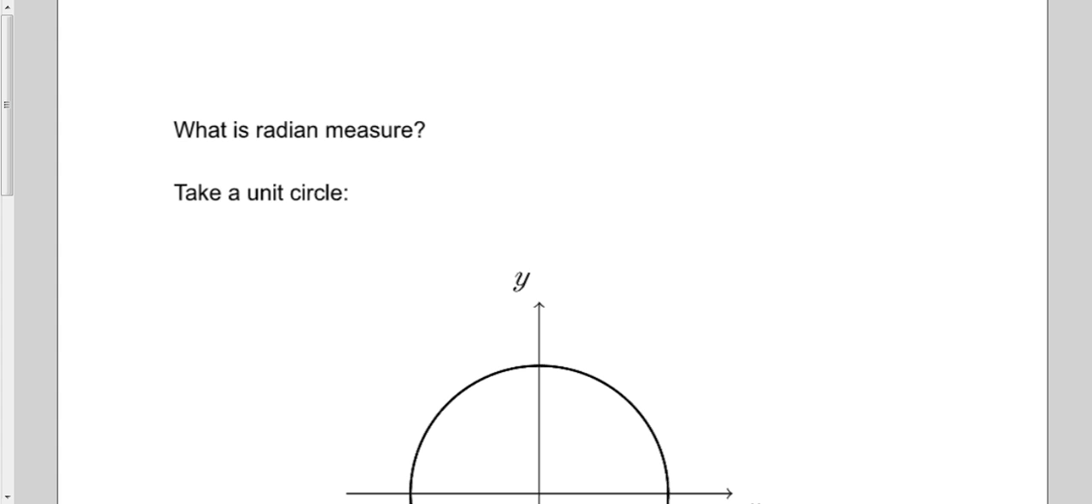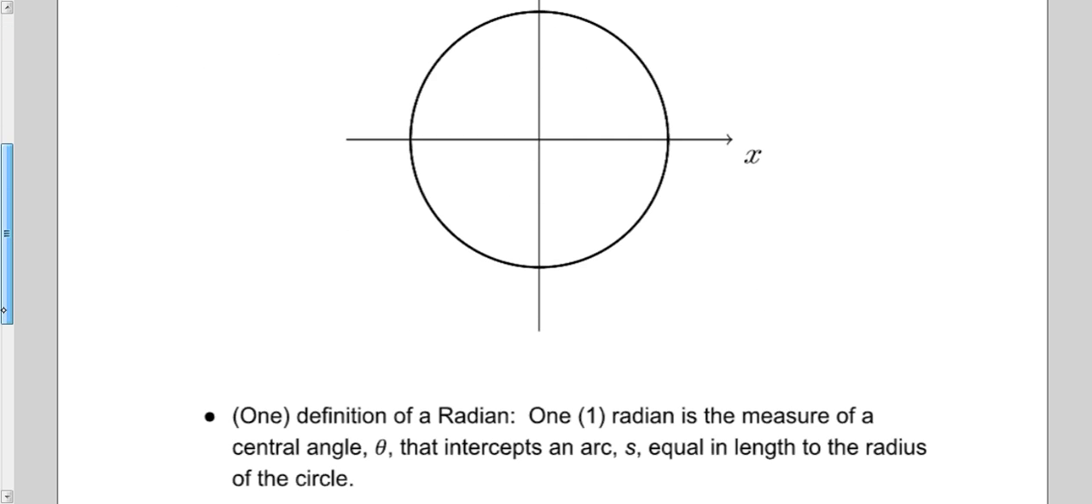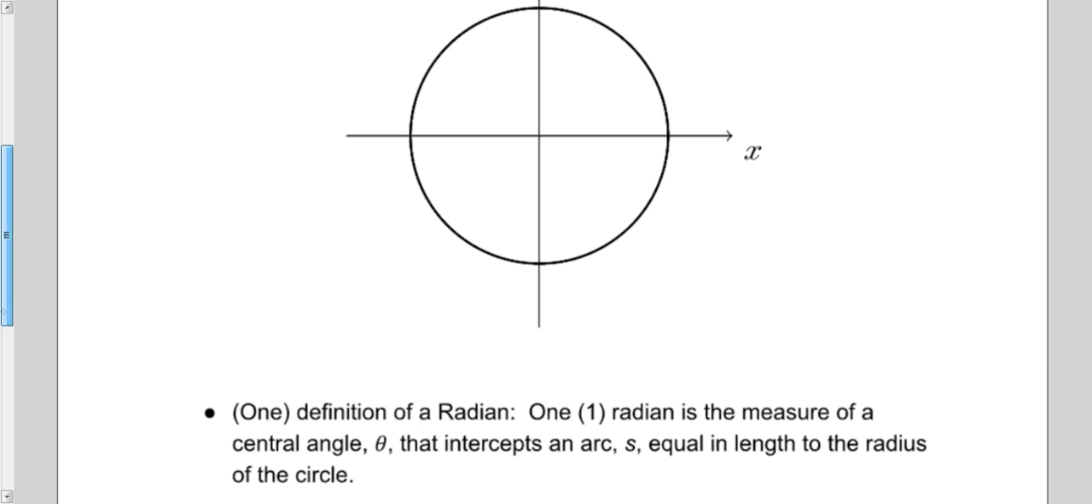I'm going to give you two definitions I hate, and then one definition I like. First definition. Take a unit circle. 1 radian is the measure of a central angle theta such that the ray intercepts the arc S equal in length to the radius of the circle. What does that mean in English?